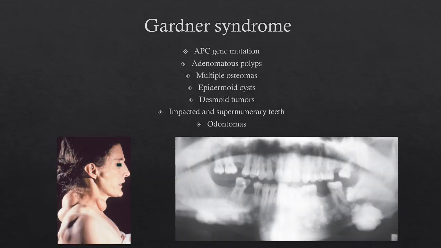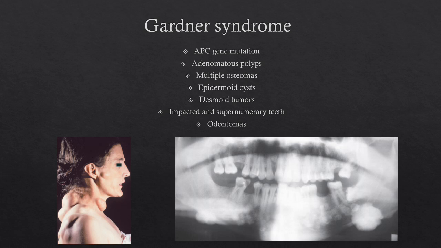Gardner's syndrome is one syndrome of which osteoma is a part, along with adenomatous polyps, multiple osteomas, epidermoid cysts, desmoid tumors, impacted supernumerary teeth, and odontomas. Odontomas are one of the commonest tumors associated with the tooth.